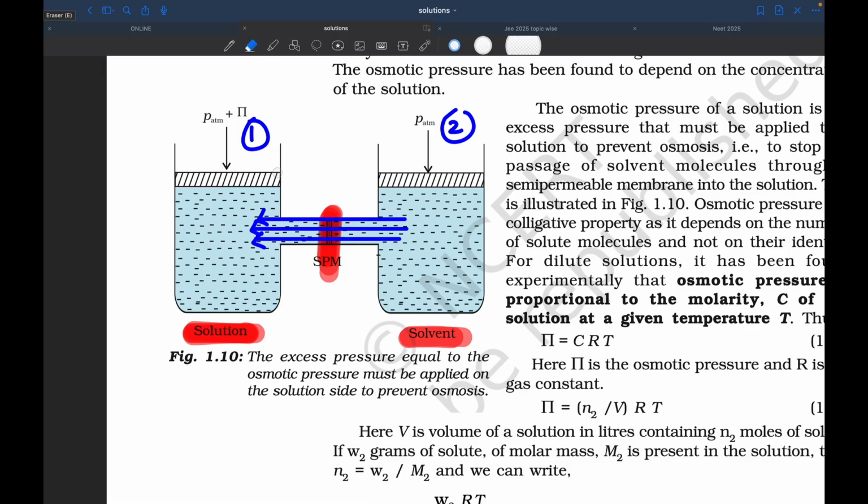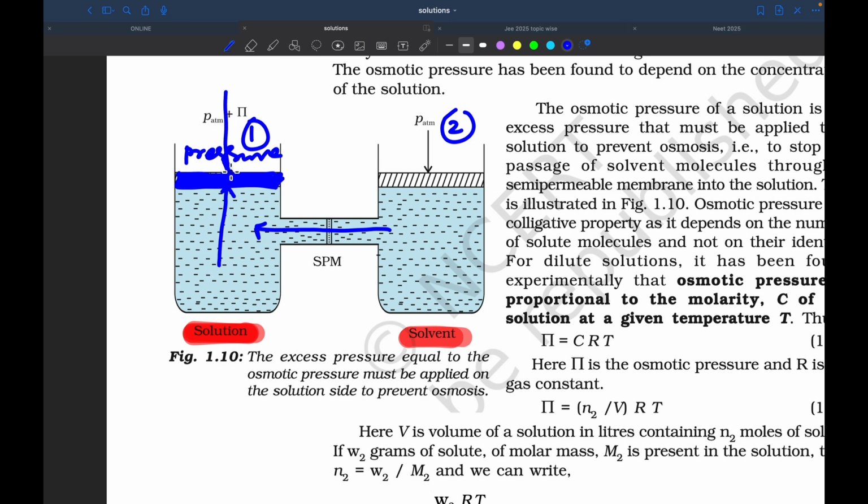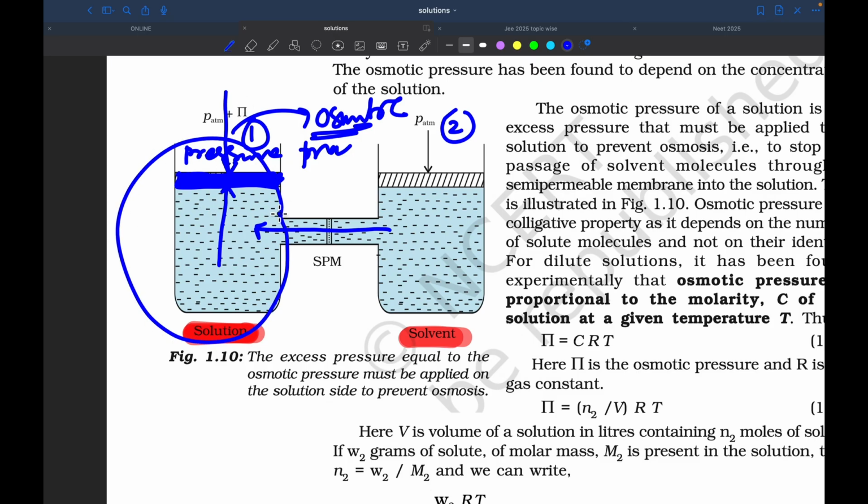Now what shall we do? We have to measure the pressure created by the water entering into this one. What happens because of the water coming from here to here? The water level tries to increase. Now we will put a piston here, and on it we apply pressure, so that there is no entry of solvent particles from this side. So the pressure applied here is called osmotic pressure. Osmotic pressure, isn't it? If I remove this chamber and put a balloon here, what happens?